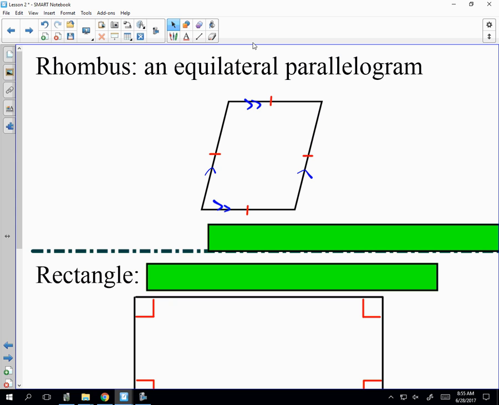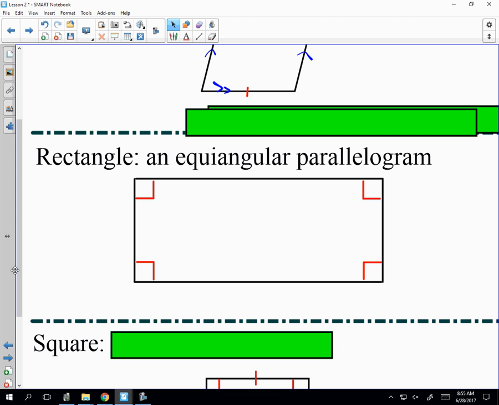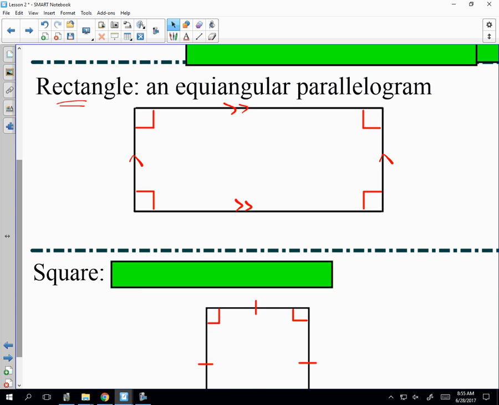Finishing up our last two, our rectangle is an equal angular parallelogram. So it is a parallelogram. So once again, if we wanted, we could put in the tick marks to show us that we're dealing with pairs of parallel sides. But all of the angles are equal to each other in this parallelogram. And that's what makes the rectangle a special shape.